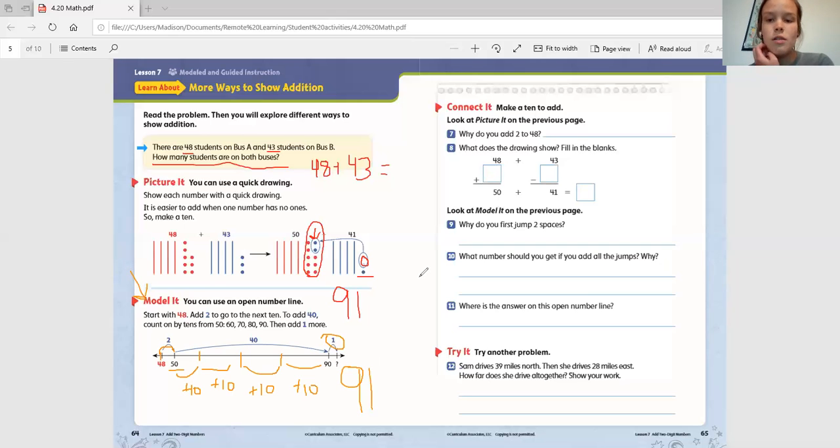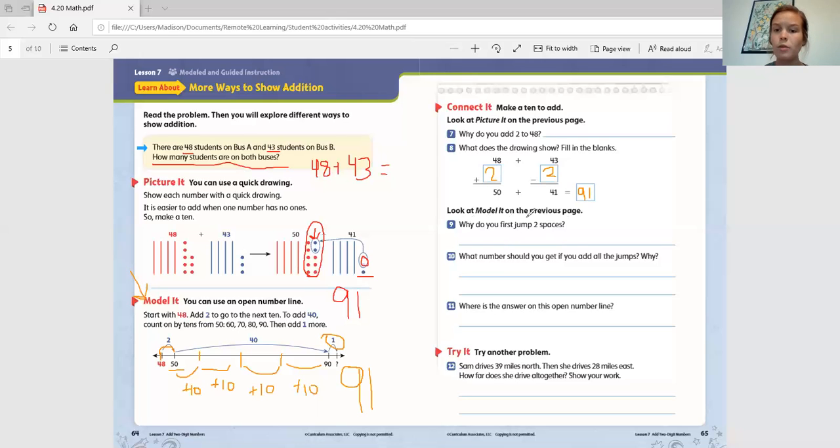So let's go over here where it's having us put in this information. So why do we add 2 to 48? To make our friendly number. Exactly, because friendly numbers are easy to work with. So let's put this in here. We did 48 plus 2 to get to 50. And then what we did there, we had to take it away from that number, so it's 2. So 50 plus 41 is 91.